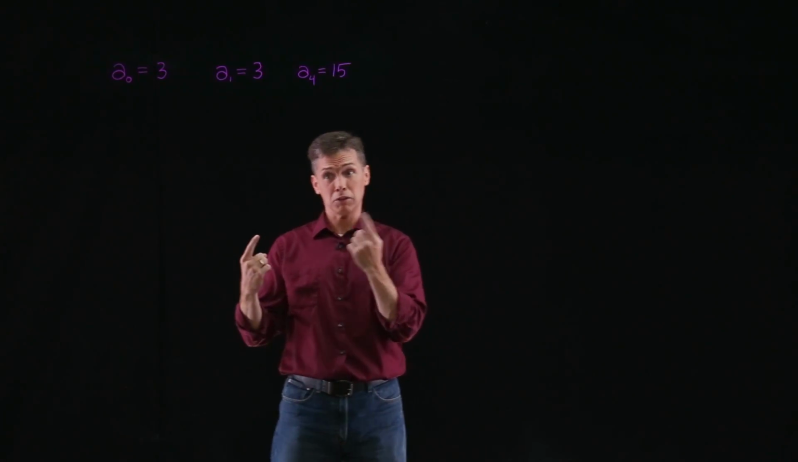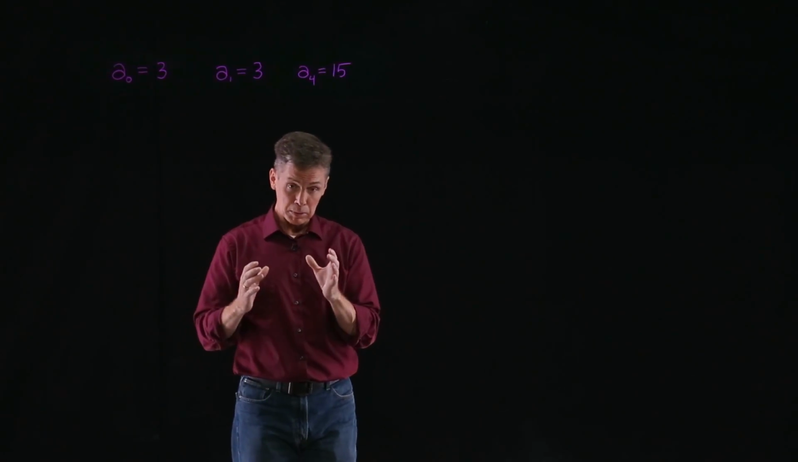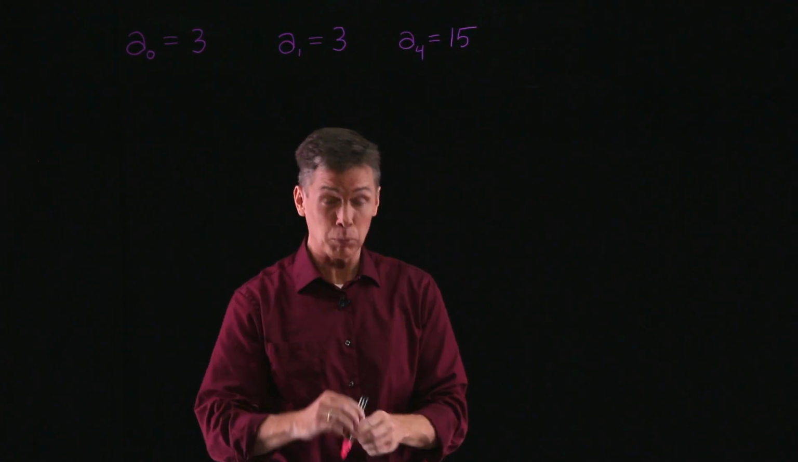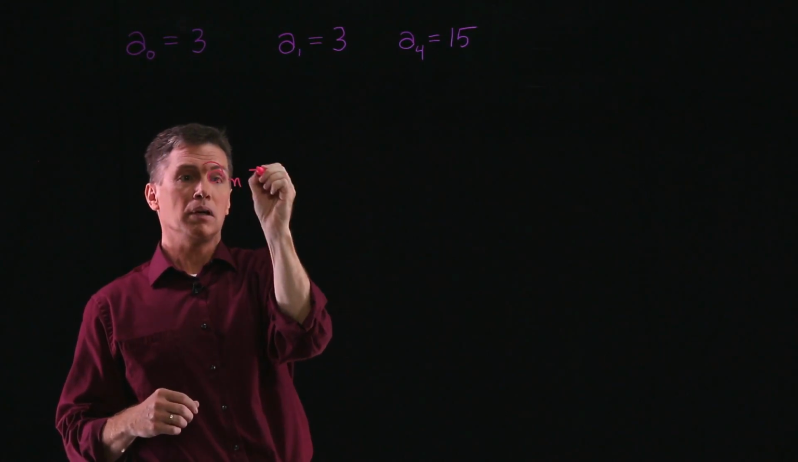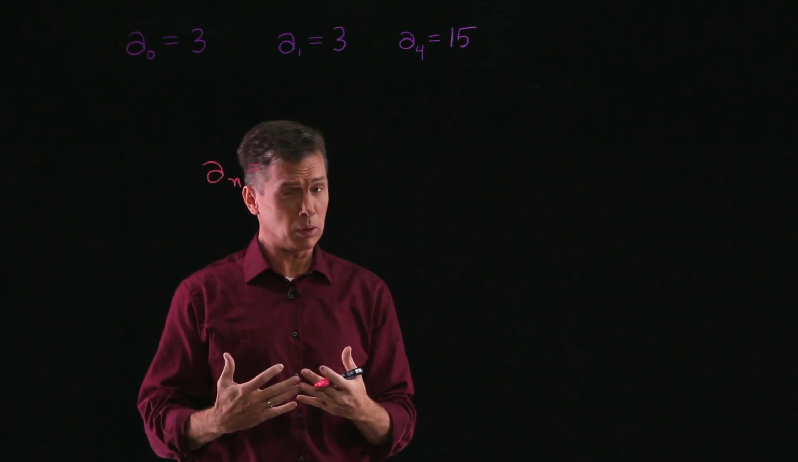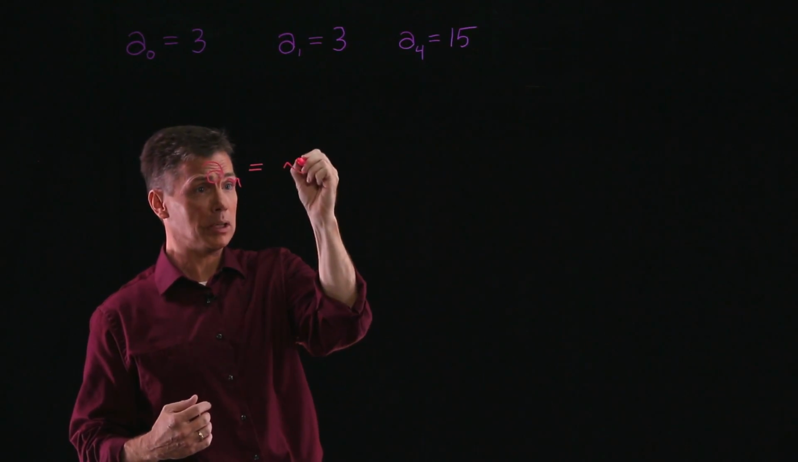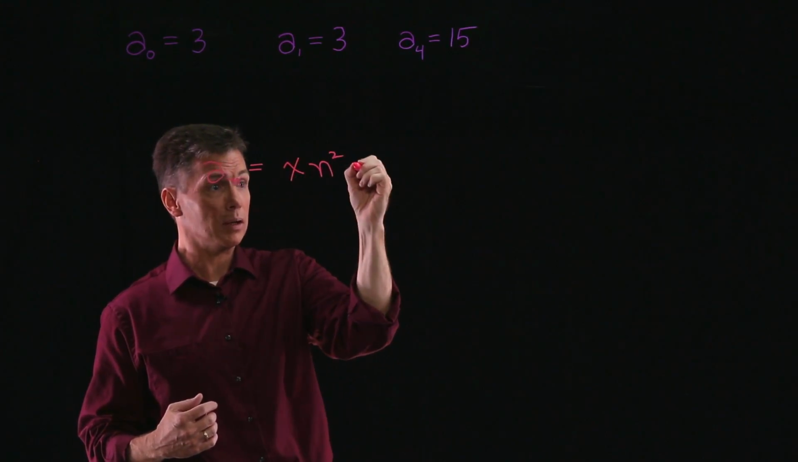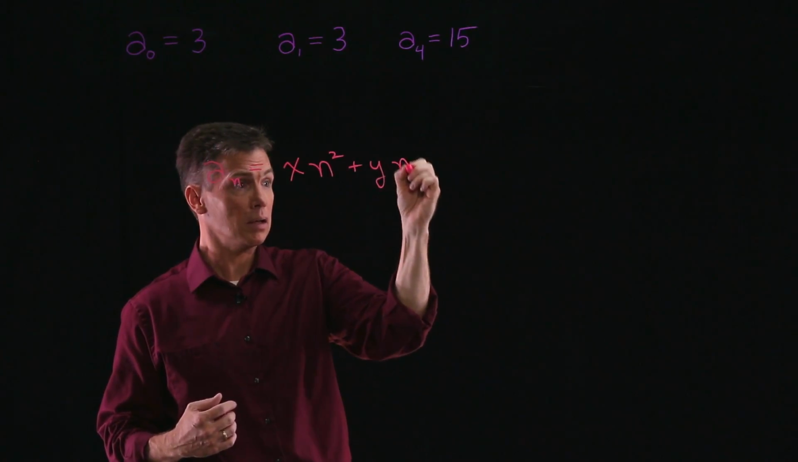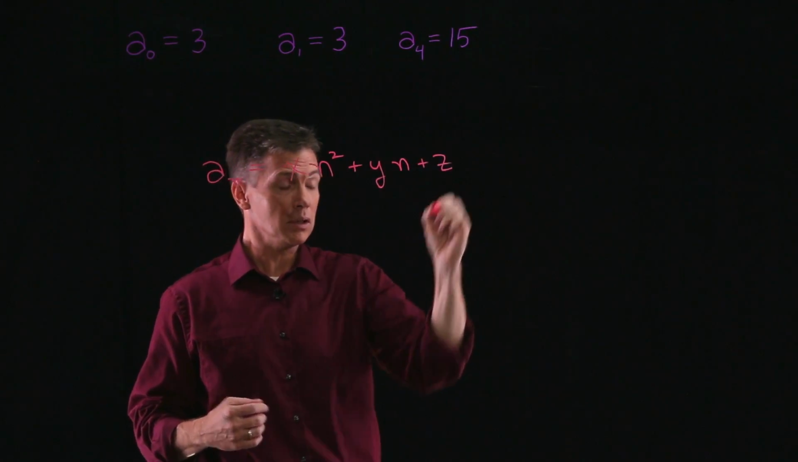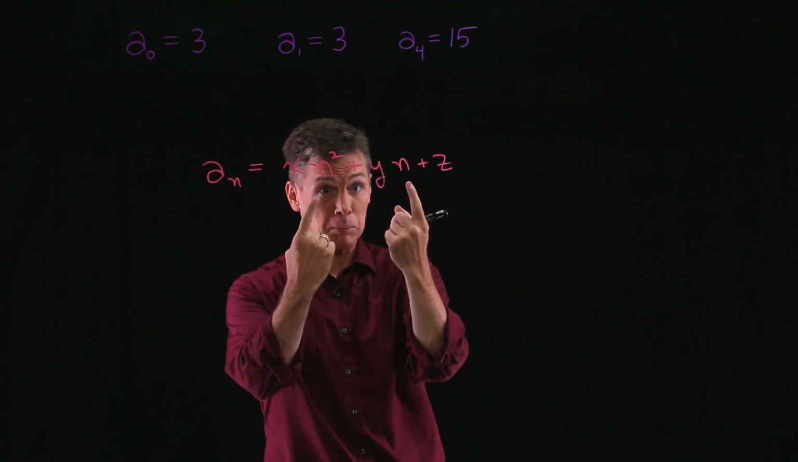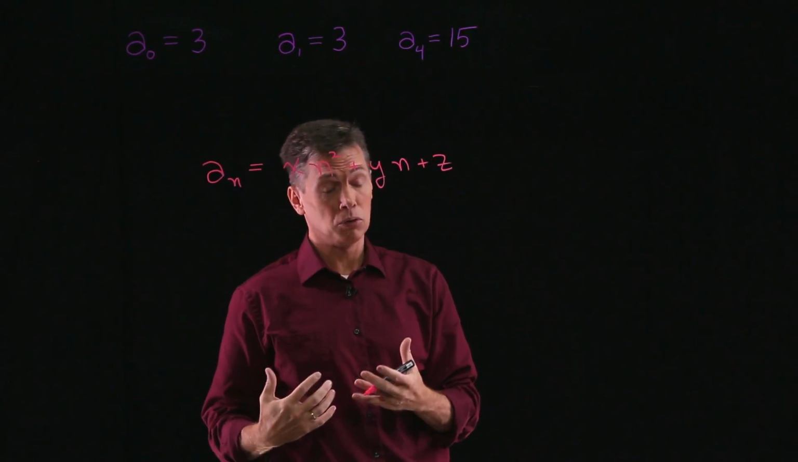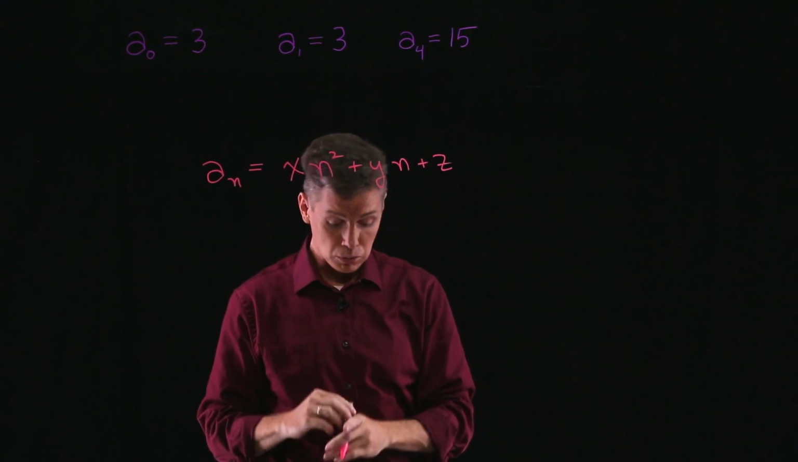Okay, so what they want us to do is to find the quadratic model that would give us these terms for the sequence. So that means we will end up with an answer that will look like a sub n, and then the expression will be quadratic. So what I'm going to do is write x n squared plus y n plus z. So quadratic in the variable of n. Okay, so n is going to be the variable. The x, the y, and the z, those are numbers that we're going to solve for. Okay, so let's do that.